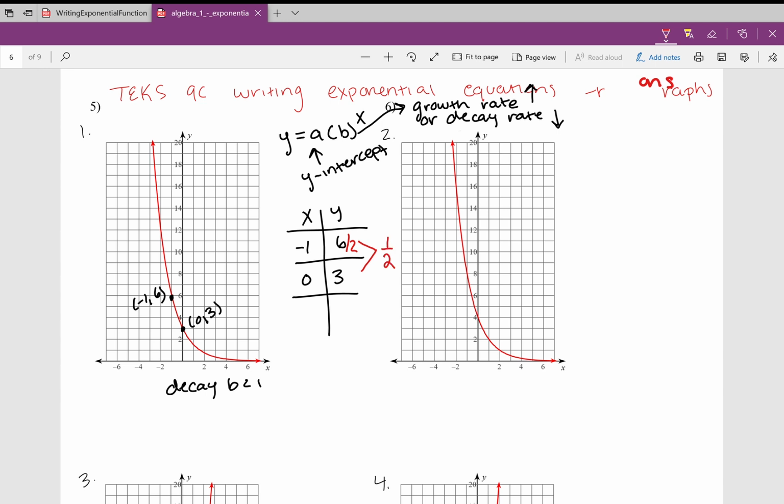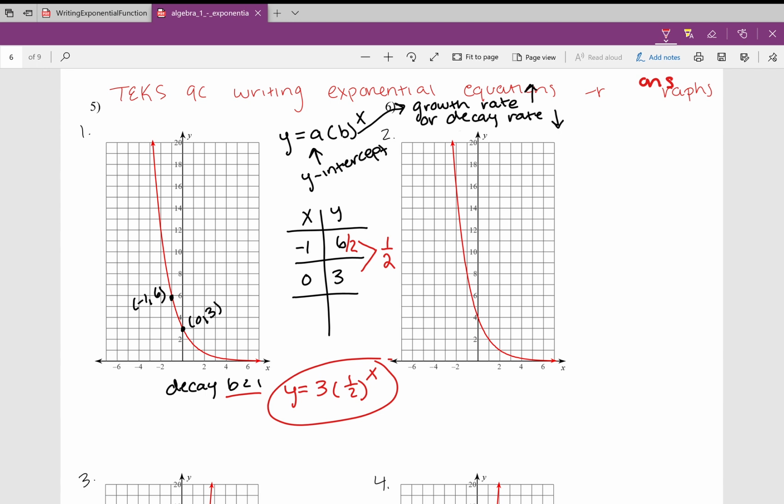So now that we have our b value, which makes sense because we know b is less than 1 and 1/2 is less than 1, we can now write our equation. So I have y is equal to a, which is 3, so that's our y-intercept, times (1/2) to the power of x. That's our answer.